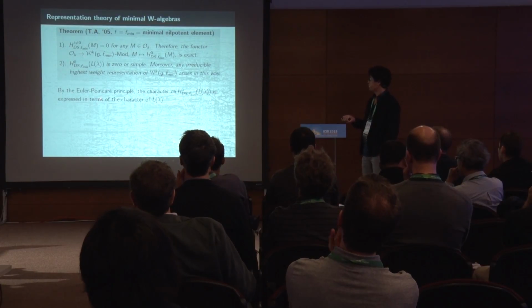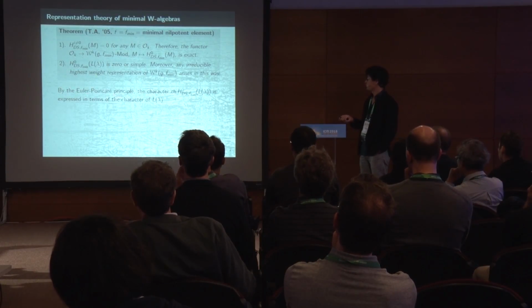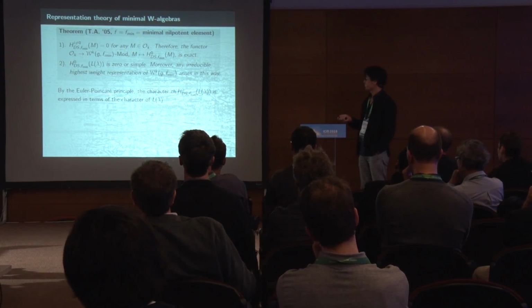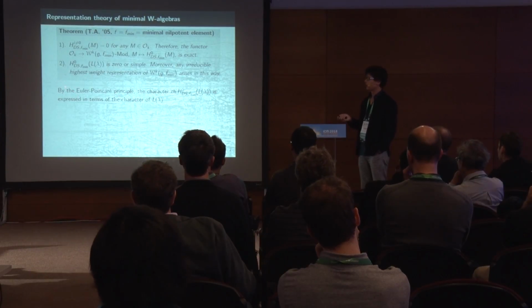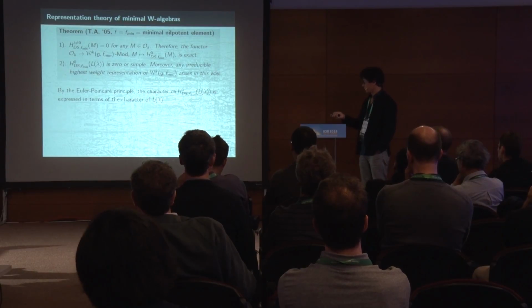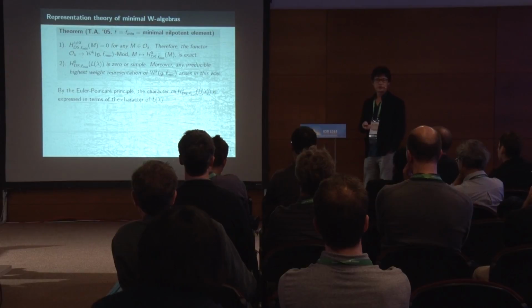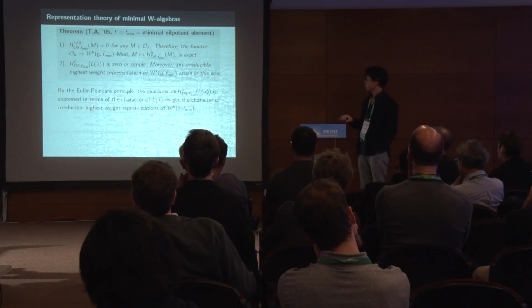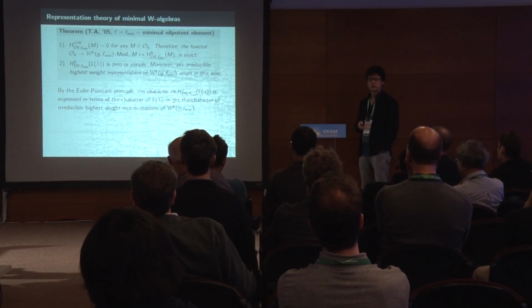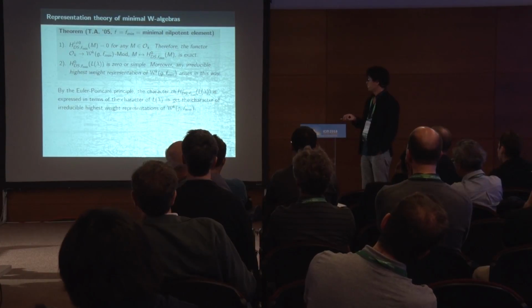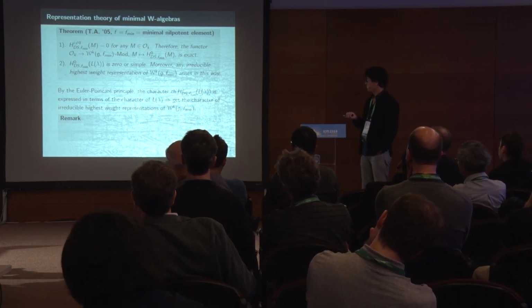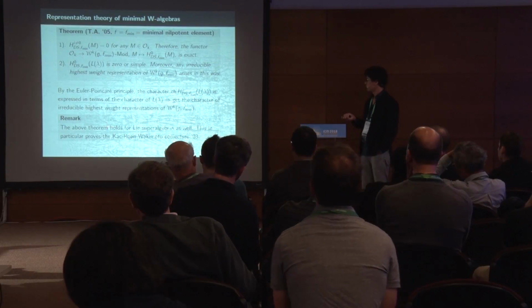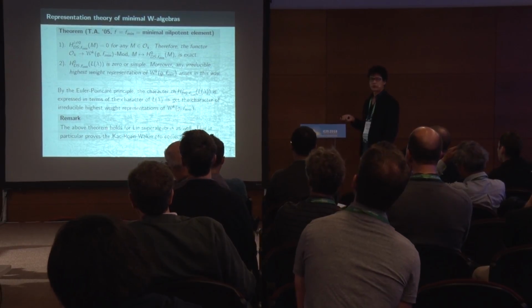So what does this mean? This means by the Euler-Poincaré principle, the character of this cohomology is expressed in terms of the character of a complex, which is written in terms of the character of the coefficient, which is known by a result of Kashiwara and Tanisaki. So we get the characters of all irreducible highest weight representations of the minimal W-algebras. And I should remark this theorem holds even for superalgebras.